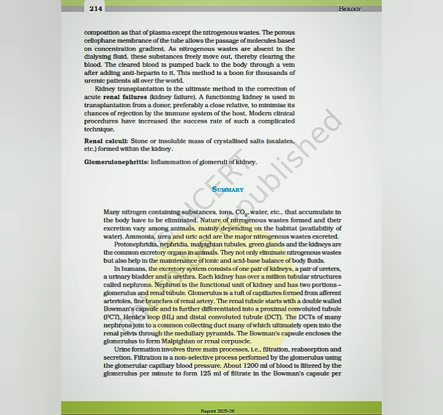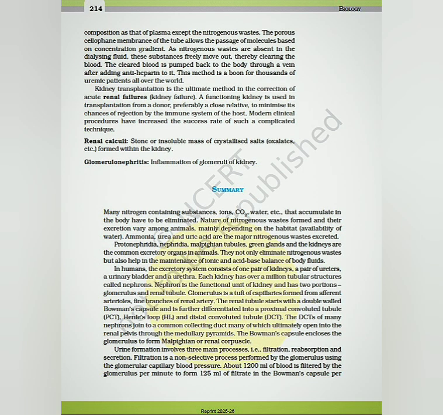Protonephridia, nephridia, Malpighian tubules, green glands, and the kidney are the common excretory organs in animals. They not only eliminate nitrogenous waste, but also help in the maintenance of ionic and acid-base balance of body fluid. In humans, the excretory system consists of one pair of kidneys, a pair of ureters, a urinary bladder, and a urethra. Each kidney has over a million tubular structures called nephrons.